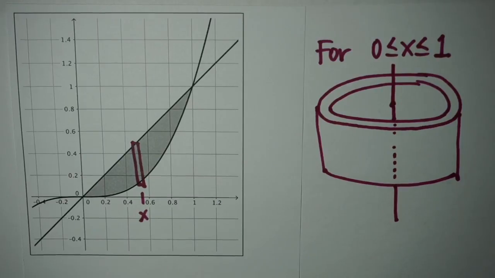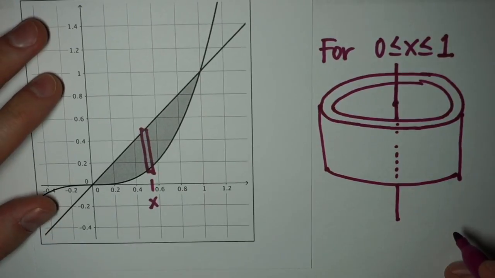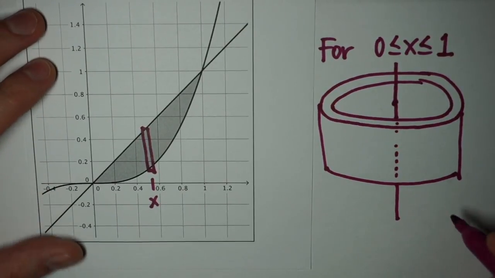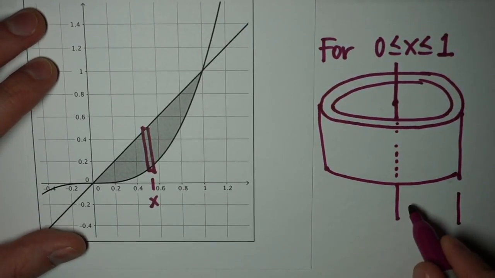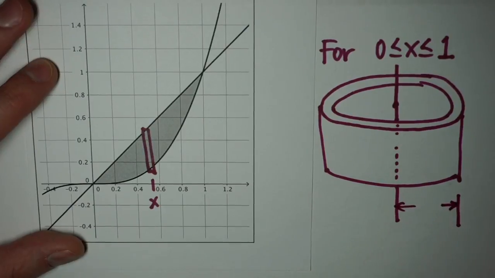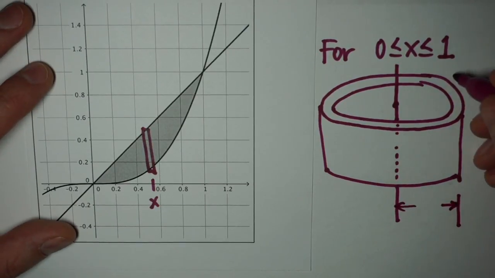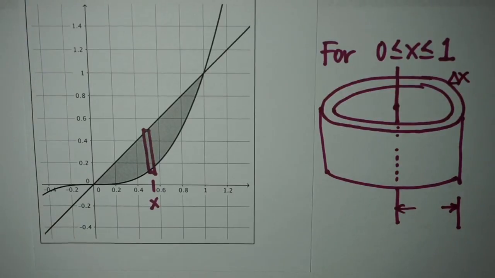So in order to find the volume, I'm going to need the different dimensions of the different parts. Everything here has to be in terms of x because I'm looking at various values of x giving rise to these cylinders. So I'll need the radius in terms of x, and I'm going to need the height. And the width of the cylinder is, of course, delta x.